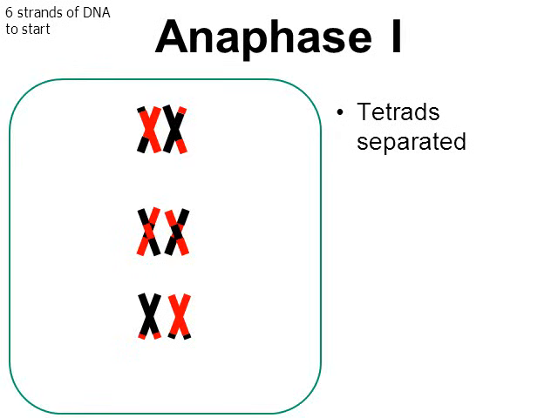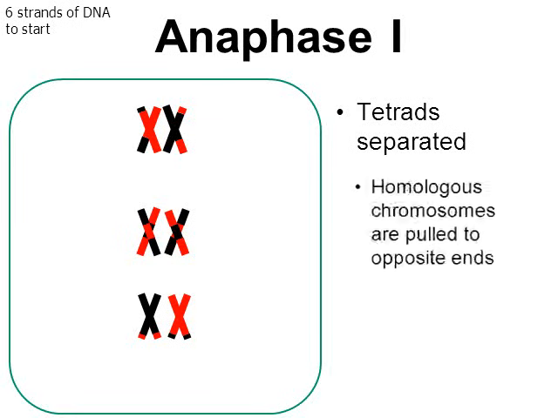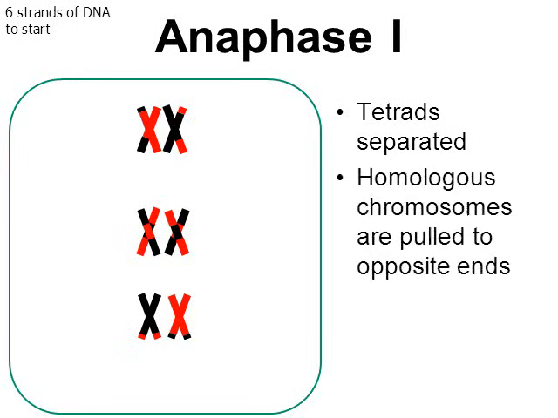Now I've got 3 tetrads in this animation. I have a tetrad on top, a tetrad in the middle, a tetrad on the bottom. So in a moment in my animation, remember that a tetrad is made from 2 homologous chromosomes. They're going to be pulled to opposite ends of the cell. So the tetrad on top, in a moment, one homologous chromosome will be pulled to the left by spindle fibers. One homologous chromosome will be pulled to the right by spindle fibers. The tetrad in the middle, one homologous chromosome of the tetrad in the middle will be pulled to the left.